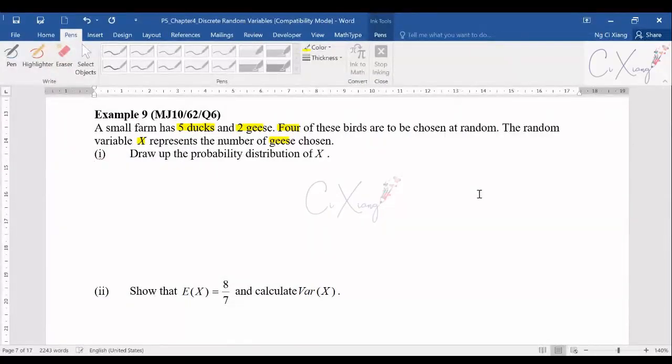So this example actually is very similar to the green peppers example that we discussed earlier. First, we are talking about the number of geese, so you have to list out the possible values of X first. So what are the values for X that you have? You are choosing 4 birds now, right? So you might have 4 ducks and no goose, so the number of geese can be equal to 0.